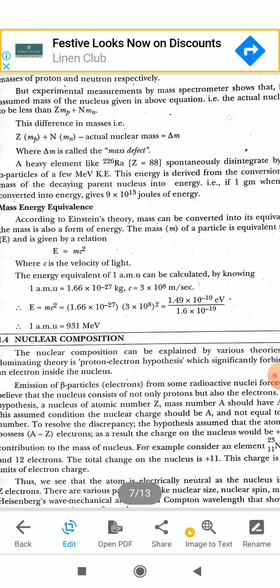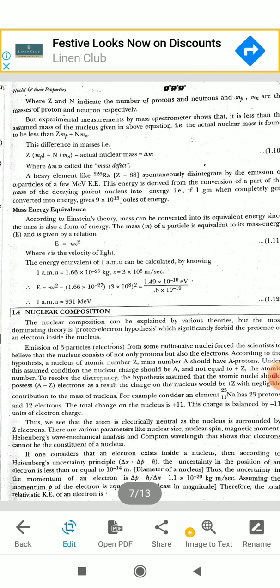So from this mass defect, using Einstein's famous equation, E equals mc square, we get that the mass can be converted into energy. That mass defect converted to energy gives the binding energy for that nucleus. And after that, the nuclear composition.